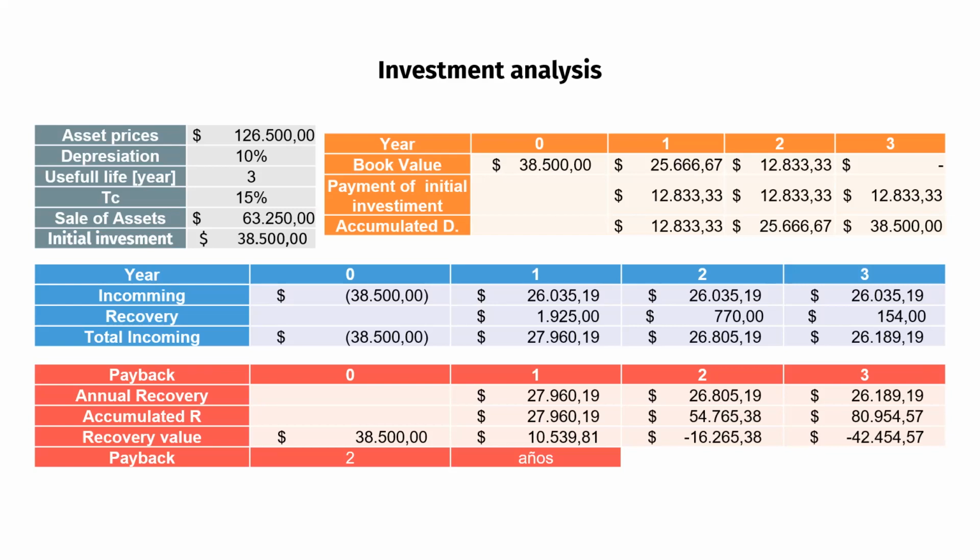And the third row represents the value of the recovery. It is observed that for the second year, there is already a profit sign. So the cost of the investment has already been paid. So the payback is 2 years. Next.